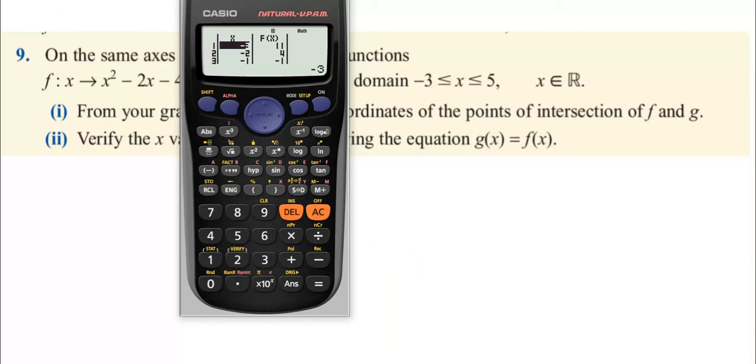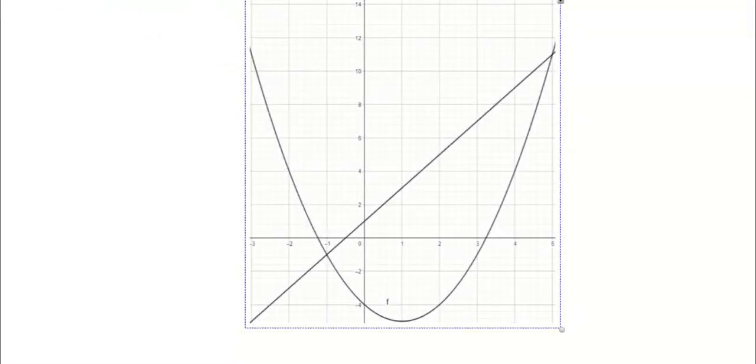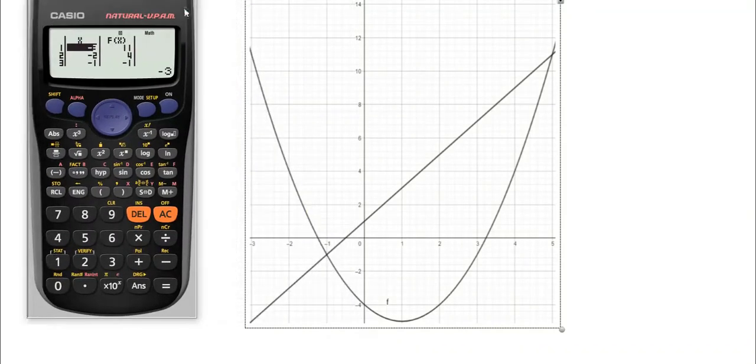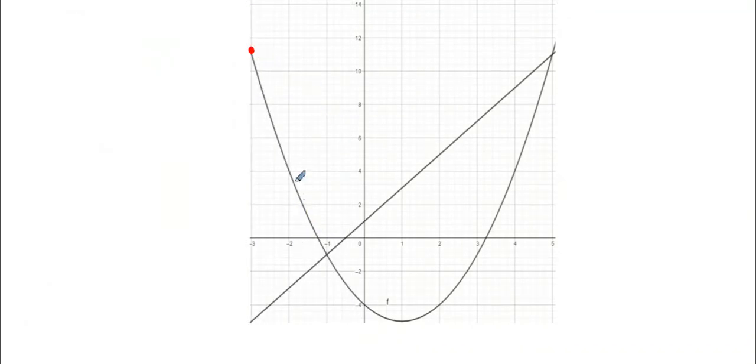Now, I have it drawn on the next page if you want, alright? So, see the way I have -3, 11 is this one here. So I have -3, 11. I have -2, 4. I have -1, 1. I have 0, -4. I have 1, -5. 2, -4. 3, -1, 4, 4, and finally 5, 11.